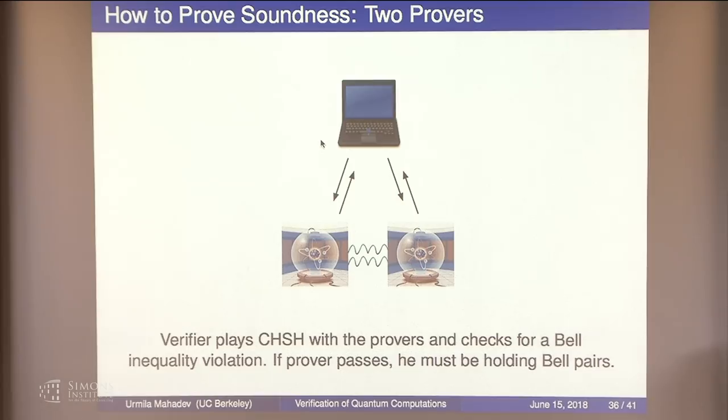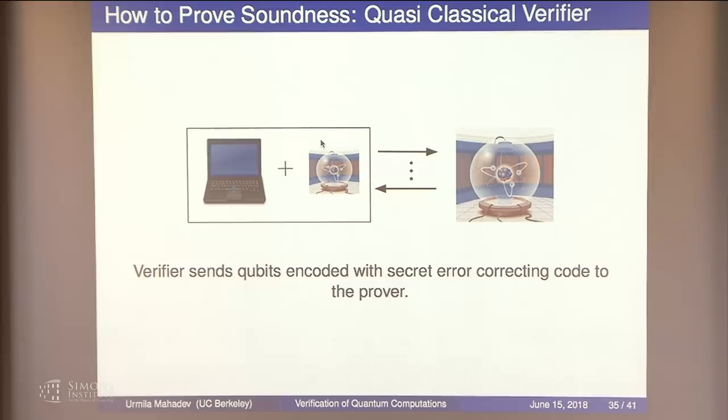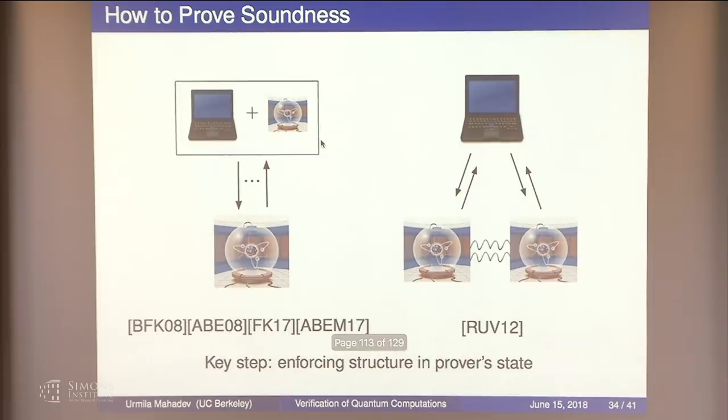Wait, are you saying you needed error correcting codes to fix the proofs of the ABE and the BFK results? Well, error correcting codes were already there in the protocol. The soundness in Dorit's paper, the soundness protocols were wrong, but the protocols were mostly correct.